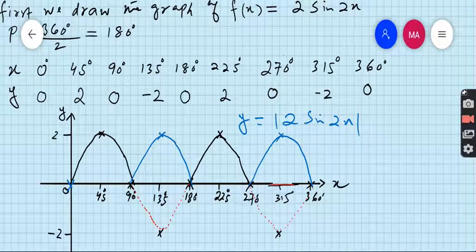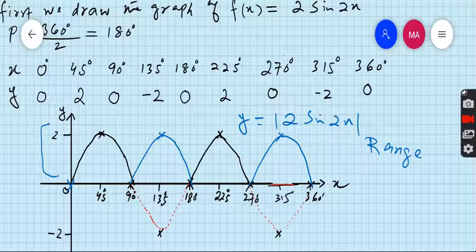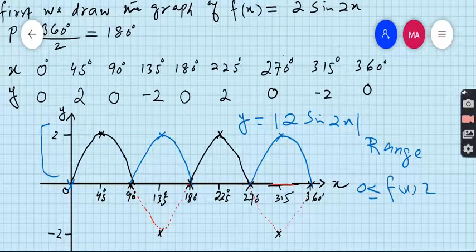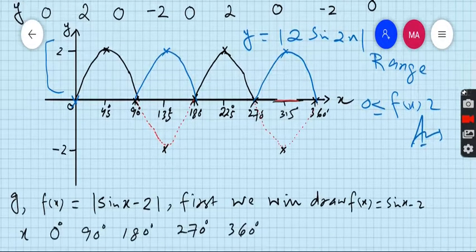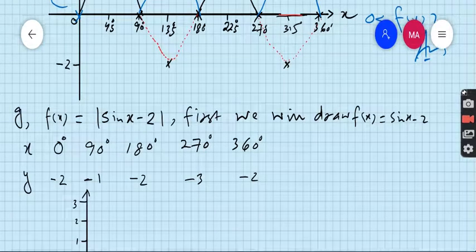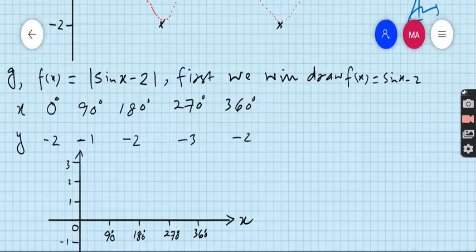And clearly, the range of this part is from 0 to 2. Range of f(x) is 0 to 2. This is the answer. Hope you understand this part. Come to the next. The next part is G.